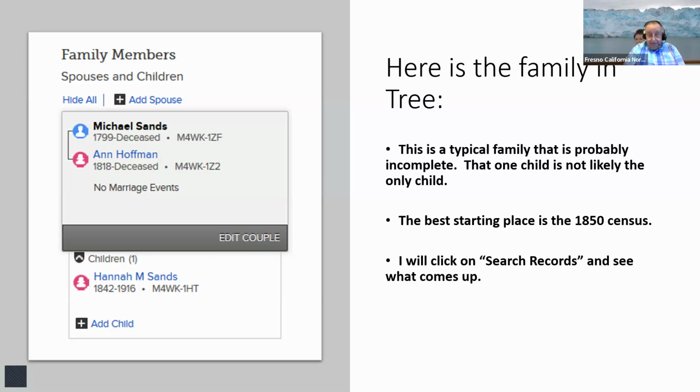Now, it says she lives to 1916, so she's not a child that just dies right away. If she's living to 1916, that means if she's born in 1842, she's going to be alive on the 1850 census. I don't know when Michael and Ann die. I hope it's after 1850, but I'm going to try to find Hannah. And so I'm just going to go to search on Michael's homepage because I'm on Michael's page and click on FamilySearch. And let's see if we can find an 1850 census.